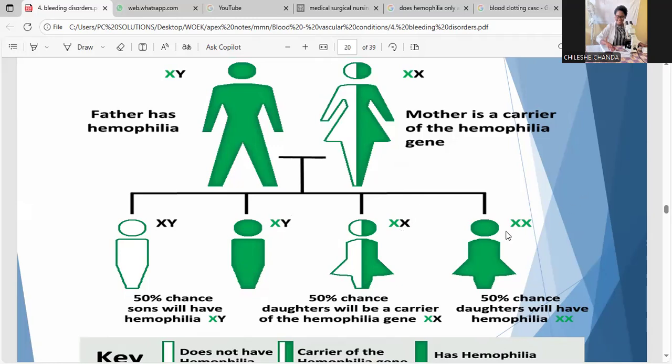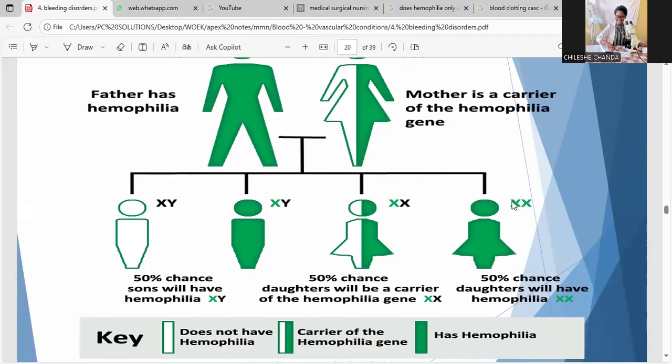The fourth child, on the other hand, is a very, very rare circumstance, because it's very rare that a male who has hemophilia marries a female who is a carrier. In this rare circumstance the female can also have the disease, because she may inherit the affected X chromosome from the father and the affected X chromosome from the mother, and this girl will have hemophilia A.